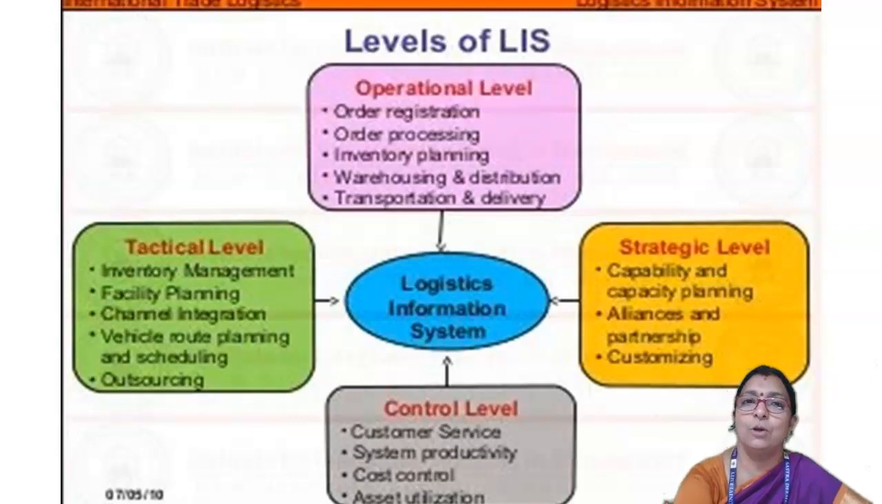The operating level components which need to be coordinated, what kind of activities are part of this level? Order registration, order processing, procurement, order filling, packaging, and transportation. So to handle the voluminous multiple activities, an information system is needed for system efficiency at this operating level.